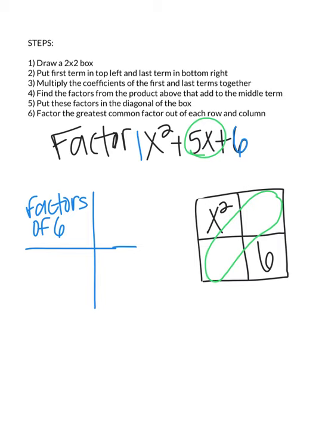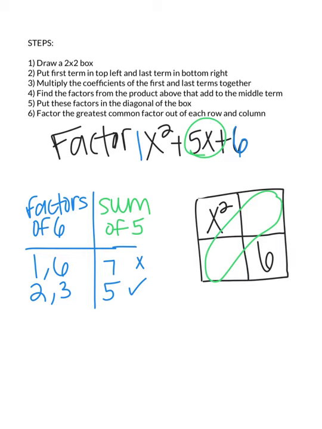Okay, remember my middle term is 5, which is in green. So let's start thinking of some factors of 6. I know that 1 times 6 is 6, and 2 times 3 is 6. But whenever we add these, we want the ones that will add up to 5. So if I add 1 and 6 together, that equals 7, which is not what we want. But if I add 2 and 3, that equals 5. So I know that the two factors that I need to use would have to be 2 and 3.